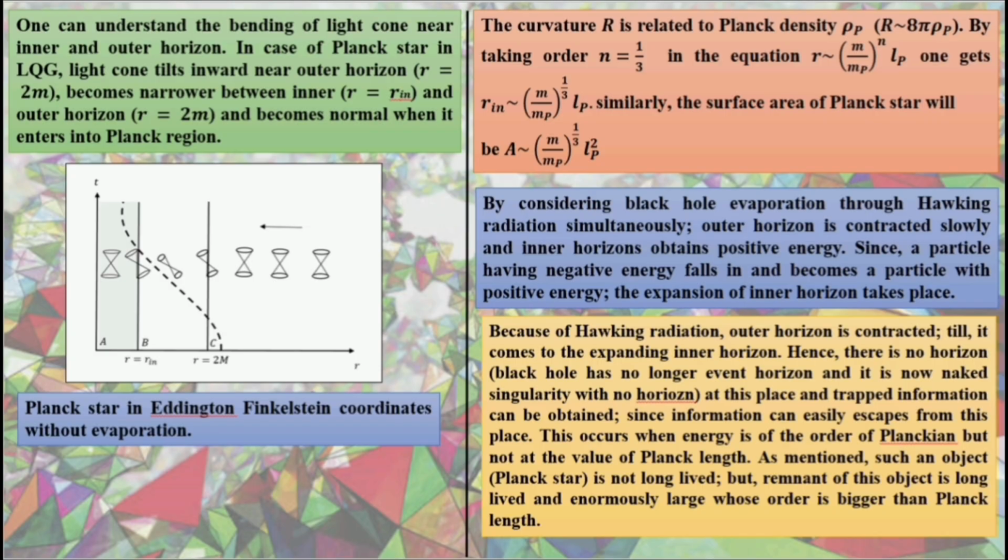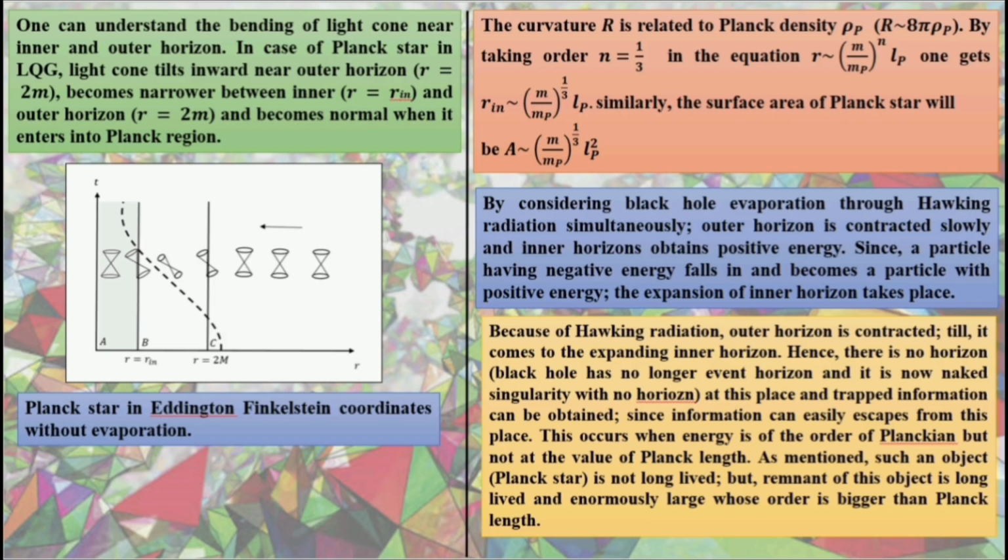Till this moment, I haven't considered evaporation of the black hole. Now, considering black hole evaporation through Hawking radiation, simultaneously the outer horizon contracts slowly and the inner horizon obtains positive energy. So a particle having negative energy falls in and becomes a particle with positive energy, and expansion of the inner horizon takes place. Due to Hawking radiation, the outer horizon contracts until it comes to the expanding inner horizon. Thereafter, there is no horizon. It means the black hole no longer has an event horizon and is now a naked singularity with no horizon.